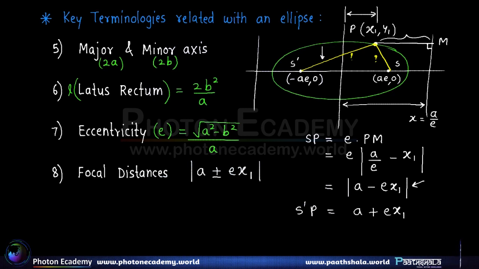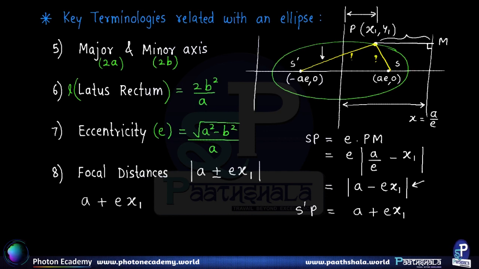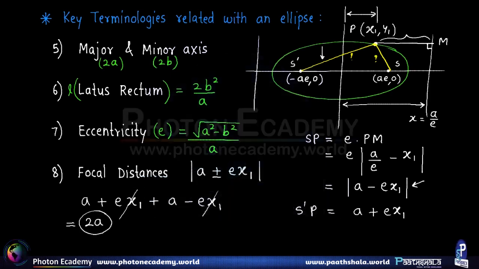Now here we can quickly check that if you consider the two possible values, a plus ex1 and a minus ex1, and add these two focal distances, the term ex1 gets cancelled and we get the answer as 2a. And we know that for any ellipse, a is constant. So therefore 2a is also a constant. Hence it means that the sum of focal distances of any point on the ellipse is always constant. And if you recollect, that was one of the definitions of the ellipse itself.